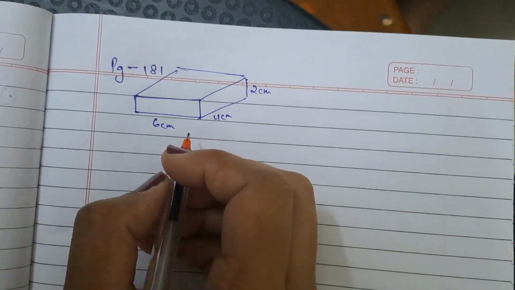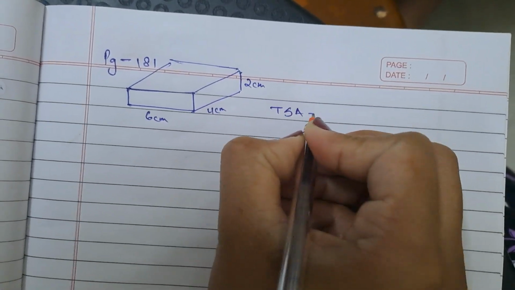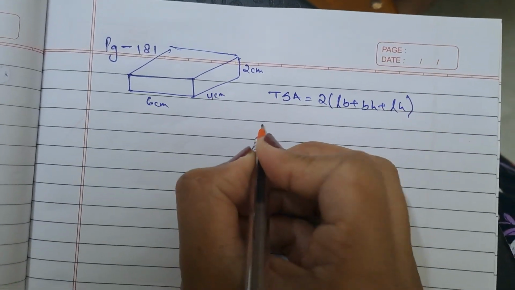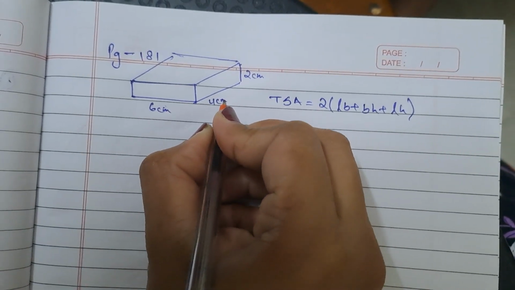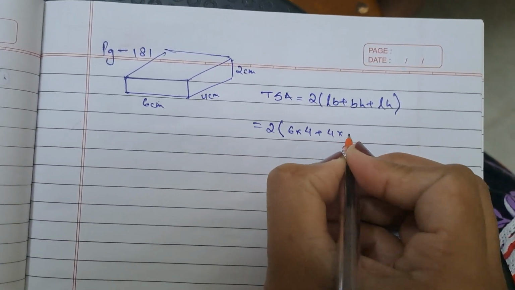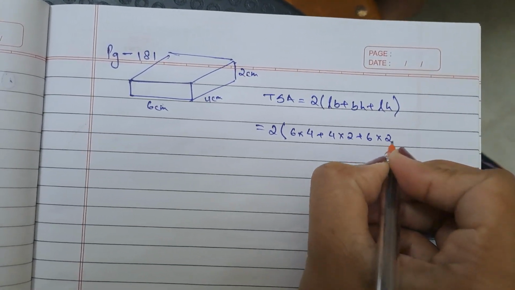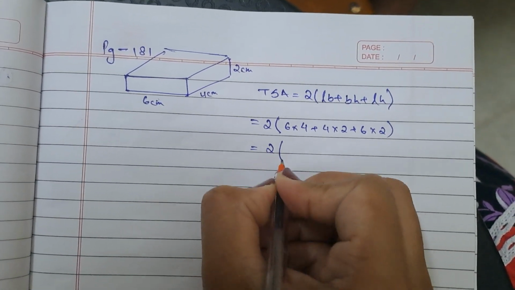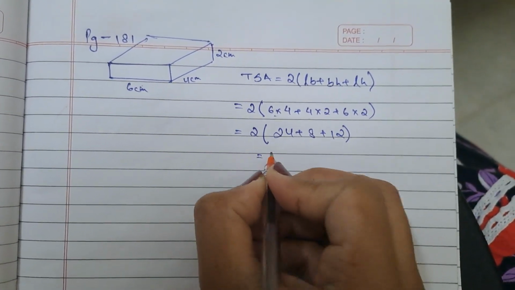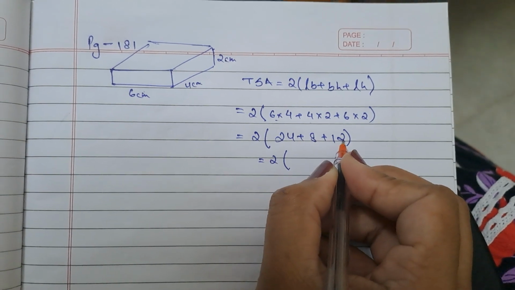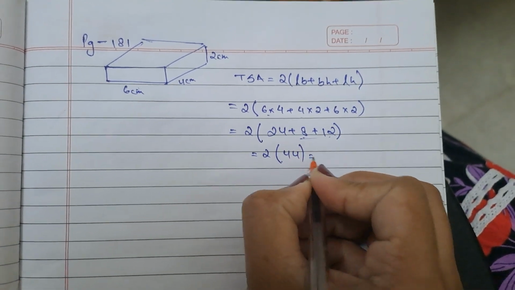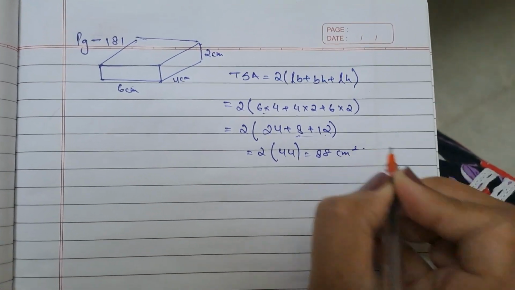Okay, now I need to find the TSA is being asked over here. The TSA is equal to, what is the formula? 2 times of LB plus BH plus LH is the formula in here. So that becomes 2 times of, this is my length, this is my breadth, and this is the height. So 6 times of 4 plus 4 times of 2 plus 6 times of 2 is what I'm going to have here. Okay, so that is 2 times of 24 plus 8 plus 12 is what I get here. So 2 times of 24 plus 28, 12 plus 8 is going to be 20. 20 plus this is 44, which is going to be 88 centimeter square will be the formula for this one.